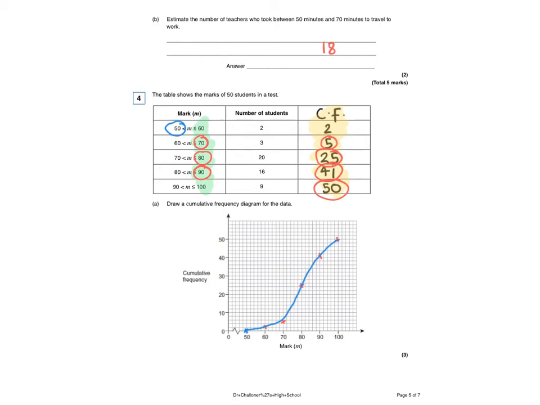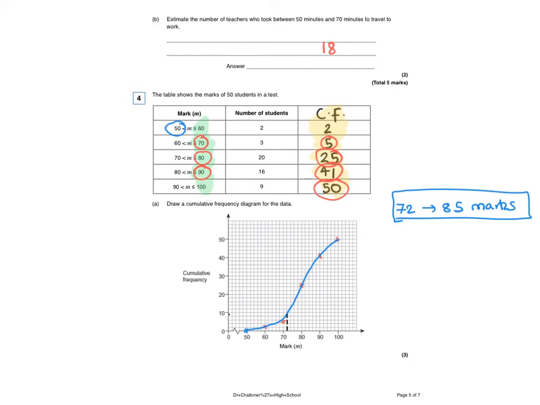Now, the next part of the question asks us to find out how many students scored between 72 and 85 marks. Now, careful, because we're looking at the number of marks. I'm not interested in the cumulative frequency axis just yet. I'm looking at who scored 72 marks, who scored 85 marks. So 72 on the x-axis. So let me find that and I'll sketch that up like that.